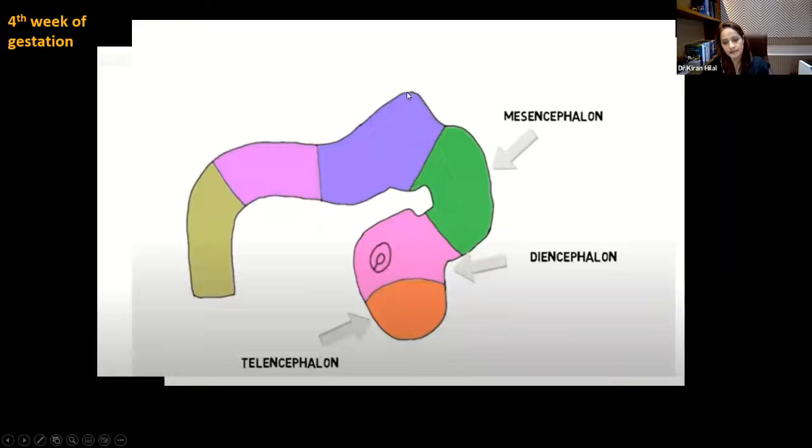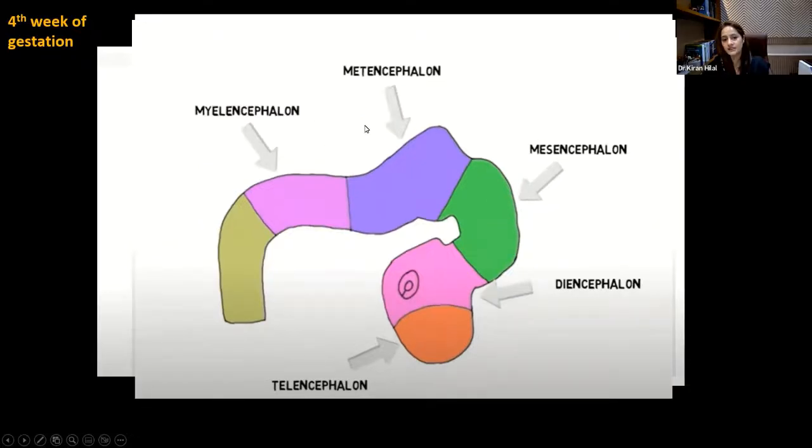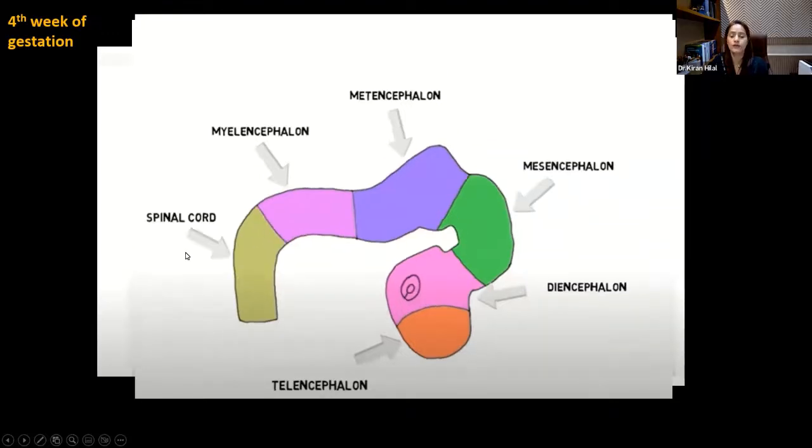So as the brain further begins to grow, the prosencephalon divides into the telencephalon and the diencephalon. The telencephalon will become the cerebrum, and the diencephalon will become the thalamus. There is no further division of the mesencephalon, so again, it's your midbrain part. But your rhombencephalon divides into the metencephalon and myelencephalon. The metencephalon will make your pons and the cerebellum. The myelencephalon will make your medulla oblongata, and of course, the distal part, as I mentioned earlier, is going to be your future spinal cord.